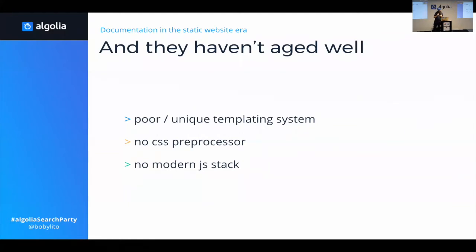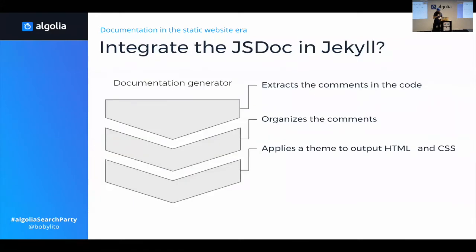So what could we do to mix Jekyll and JSDoc together? For that, you need to understand a bit about how a documentation generator works. First, it extracts the comments from the source code. Then it organizes the comments into parts that make sense. And then it outputs all of that into HTML and CSS. But what if we didn't apply the theme, the HTML and CSS, and instead exported that as Markdown? And we were not the only ones thinking about that back then.